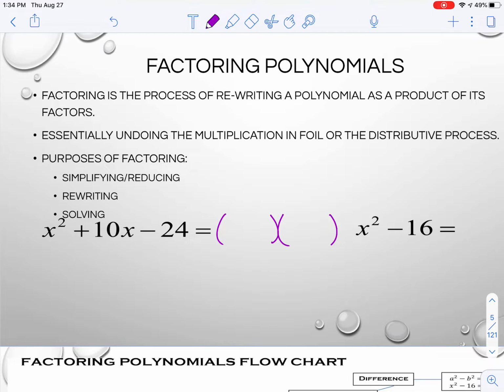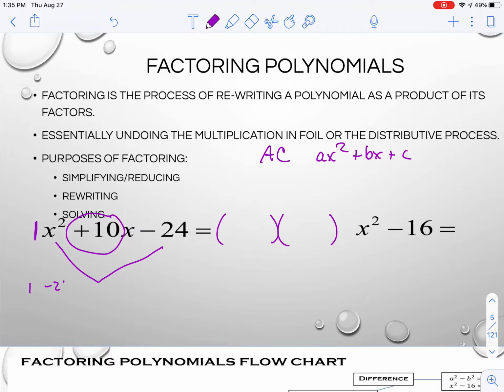Okay, so we're going to look at one method called the AC method. Okay, because a quadratic is written as ax squared plus bx plus c. Now, the shortcut here, when the coefficient, when this a value is 1, like this first example, okay, all you have to do is figure out what multiplies to be negative 24 but adds to give me positive 10. So you could list out your factors to get 24.